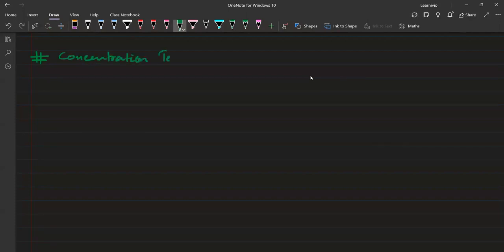Concentration terms. Now, initially we'll start with very light concentration terms and then we will move on. And these concentration terms you have already learned in your 11th standard also. Okay? So number 1, please write mass percentage.